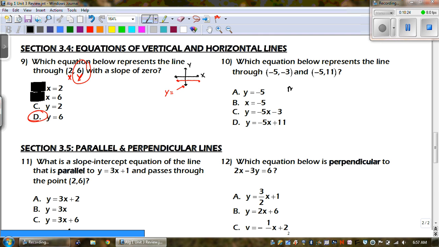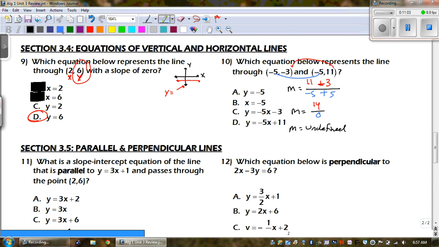So first thing I want to do is figure out what my slope is. Okay. So we got 11 minus -3, and then we've got -5 and -5. Oh, in that bottom, I forgot 2 negatives. That's actually a positive now. So our slope equals, we got 14 on the top, and then -5 plus 5 is 0. So our slope is undefined.